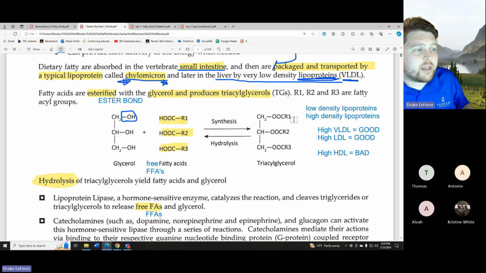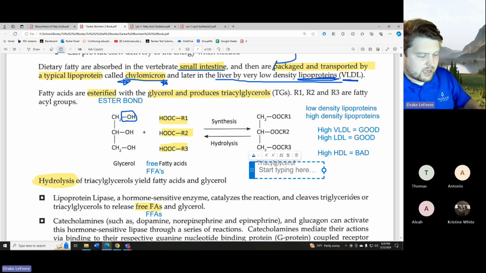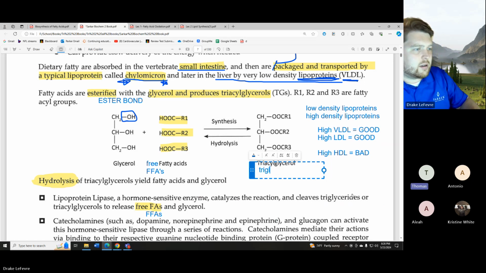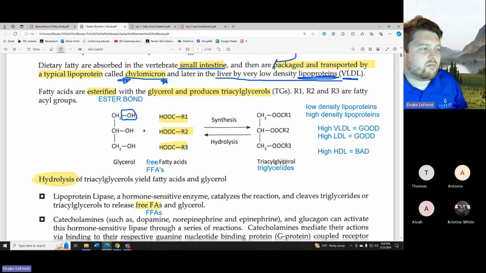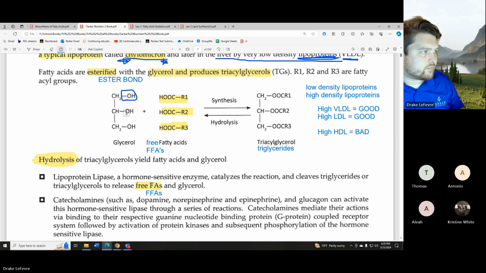And then when we make them, we have triacylglycerol. What's another name for triacylglycerol that I told you guys? Triglycerides. Yeah. So don't get confused about that. Professors love to interchange all of these, and in biochem, a lot of his test questions interchange them. So just remember that they're the same thing.